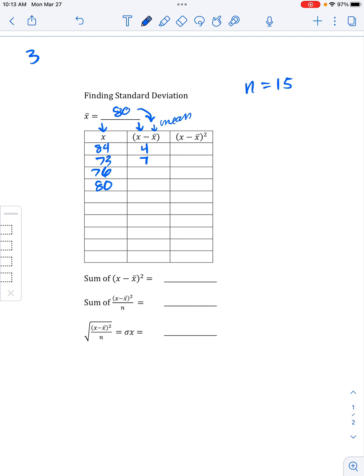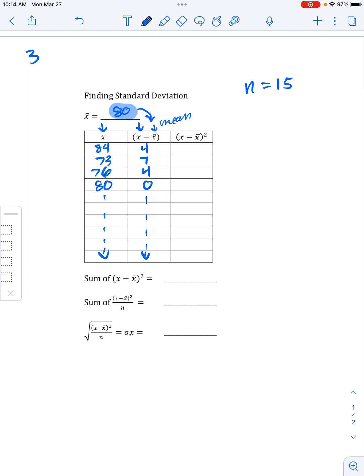The negative will go away. And all it's saying is that 73 is 7 below the average of 80. So I don't even put that negative because it just ends up confusing me. 76 is 4 away from 80. 80 is 0 away from 80, and so on. So you would do that for all 15 numbers.